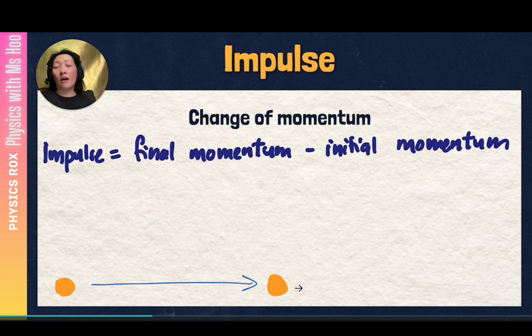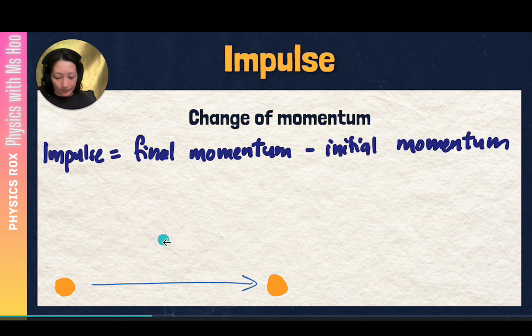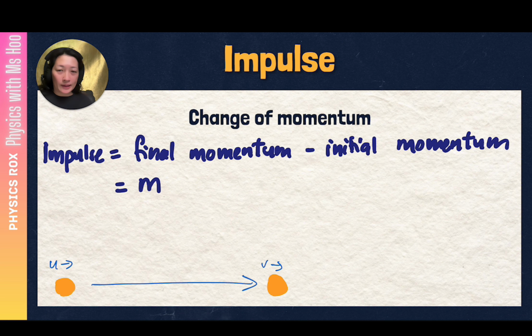If you can recall what you've learned in linear motion, there are different symbols used for the different velocities. U would be the initial velocity, while V is the final velocity. Therefore, this formula can be written in symbols using U and V. If mass is m, this means that the final momentum is mv, while the initial momentum is mu. So this is the formula for impulse.